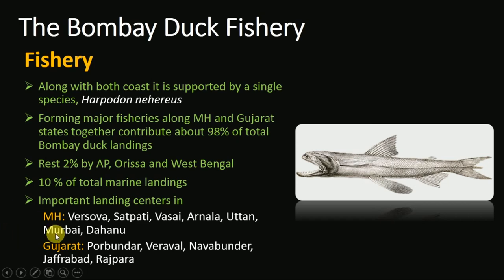The important landing centers in Maharashtra are Versova, Satpati, Vasai, Arnala, Utan, Murbad and Dahanu. These are the most important landing centers where Bombay duck is landed. In Gujarat, Porbandar, Veraval, Navabandar, Jafarabad and Rajpara are the landing centers. Thus, the Bombay duck fishery is a very important fishery, contributing 10% of the total marine fishery. Harpodon nehereus is caught all over India, mostly on the Maharashtra and Gujarat coast, in these landing centers.